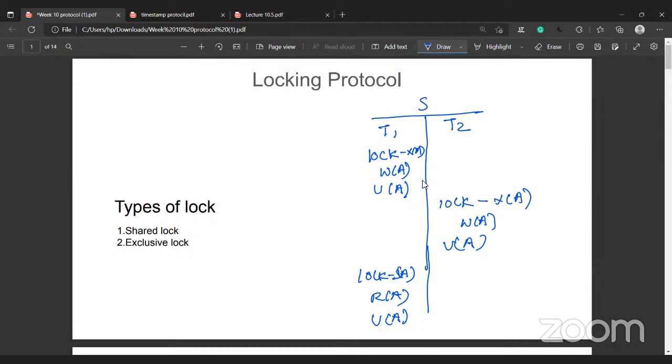Yes, sir. So now the question is, is this conflict serializable? Is this conflict serializable or not? Anyone?